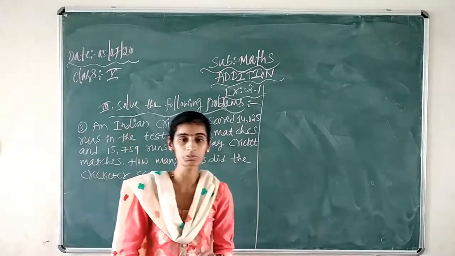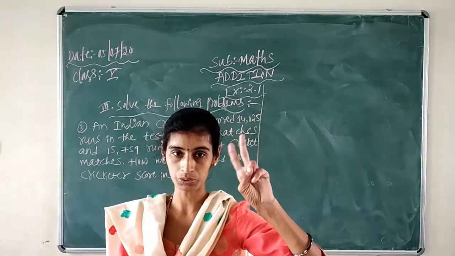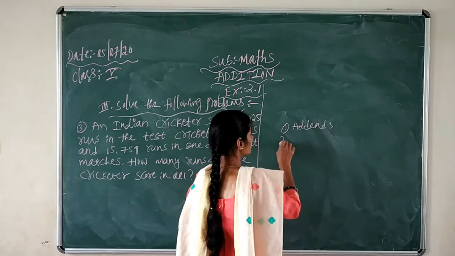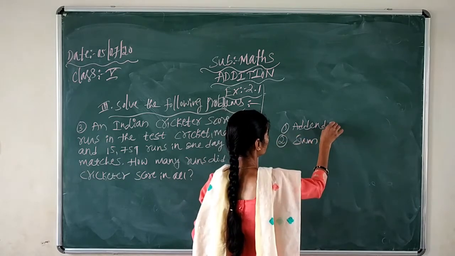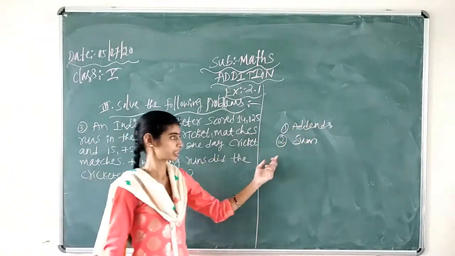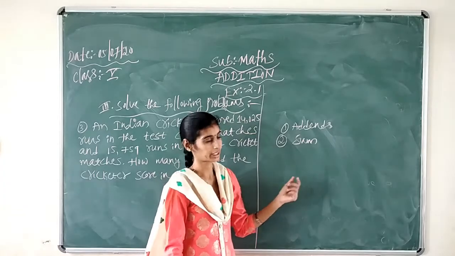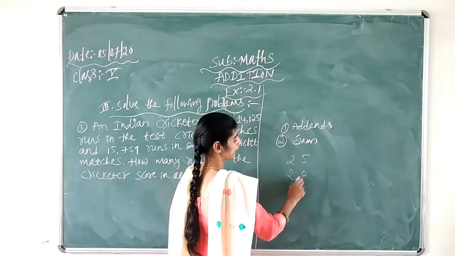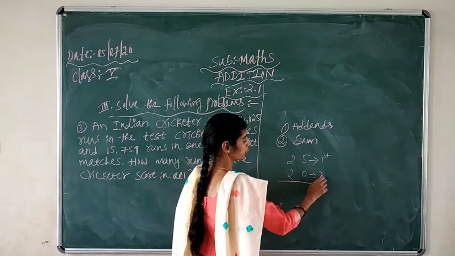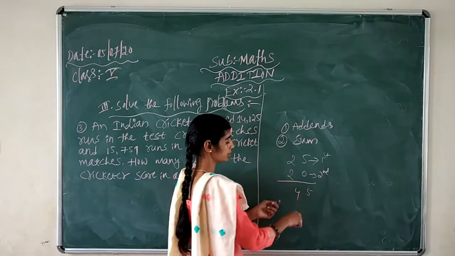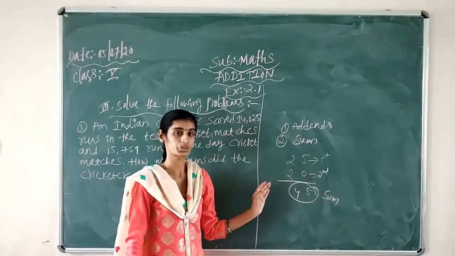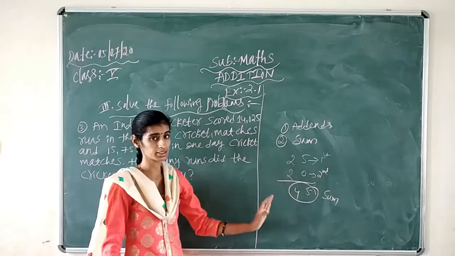In that, what are the terms used, children? Mainly we use two terms. First is addends, and second is sum. What do you mean by addends? I hope you all know. First number, first addend; second number, second addend. Suppose you have an example like this. This we call the first addend, this the second addend, and whatever answer you get, we call the sum. So mainly it has two terms: addends and sum.